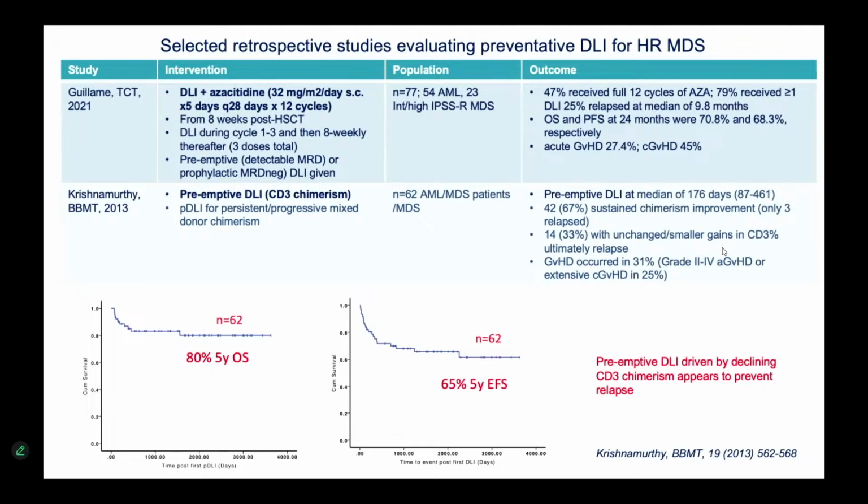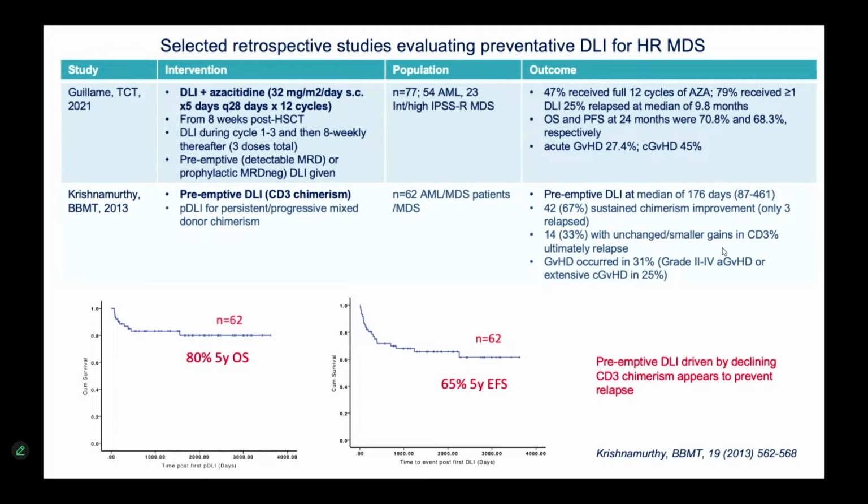So DLI, plus or minus some sort of chemotherapy, has been used either for prevention of relapse, using chimerism as a surrogate marker, or for treatment of relapse. And certainly our own study, I show the data from our single center published back in 2013 at the bottom. On the left, this data shows the effect of using preemptive DLI in patients with MDS or AML, 62 patients, using CD3 chimerism to guide administration of DLI, resulting in excellent overall survival of 80% and a 65% 5-year event-free survival.